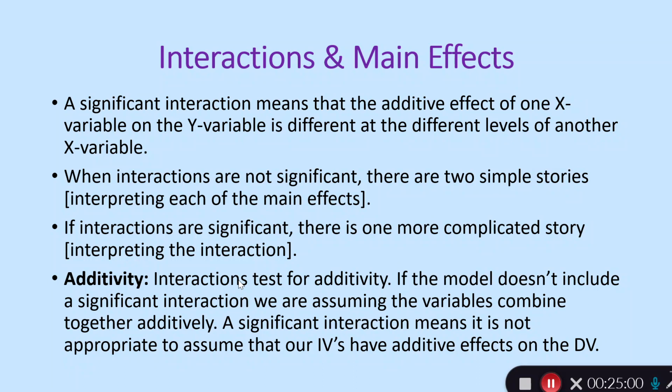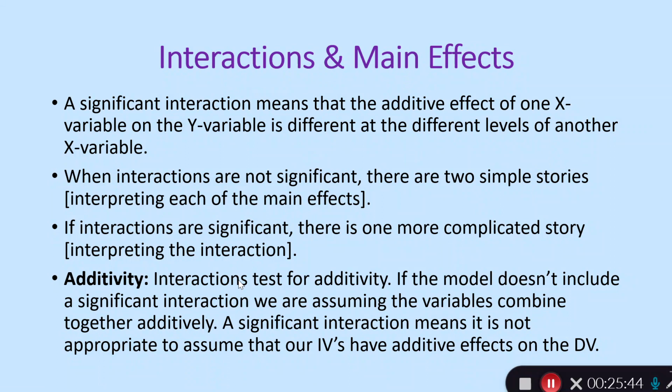just refers to additivity as it's stated in that first bullet point on this slide. I thought I'd elaborate on what is meant by that. It says a significant interaction means the additive effect of one X variable on the Y variable is different at different levels of the other. What I mean by additive effect is that interactions test for additivity. If the model doesn't include a significant interaction, we're assuming the variables combine together additively. A significant interaction means it's not appropriate to assume that our independent variables have an additive effect on the dependent variable.